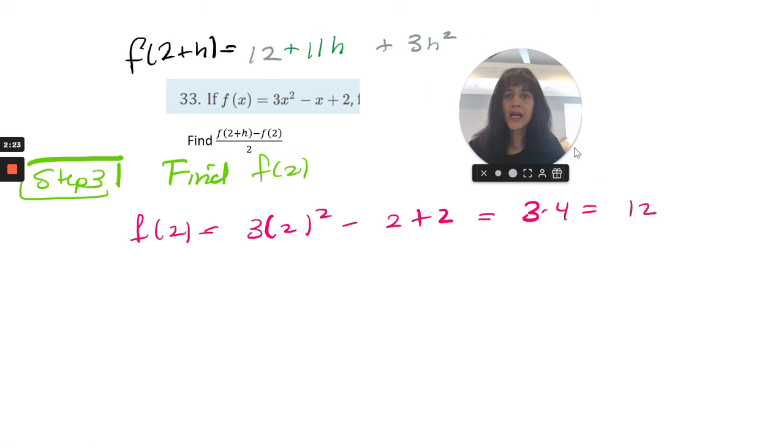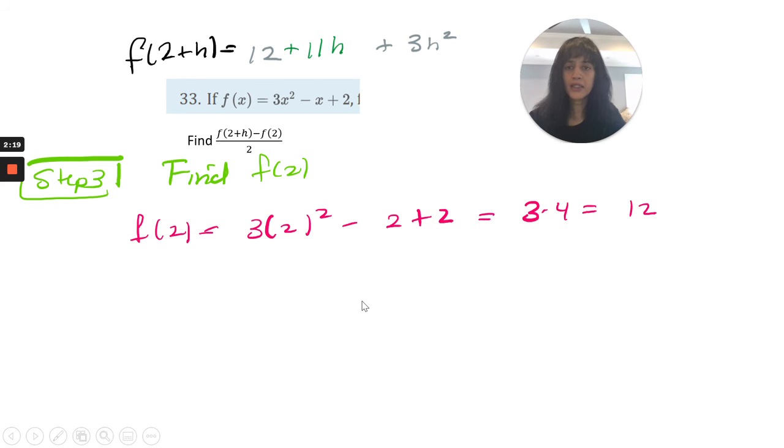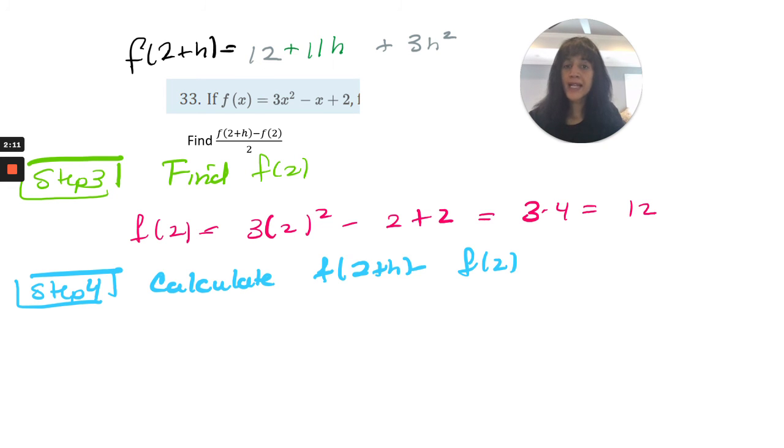Now, next step is to find f at 2. So f at 2 is plugging 2 into your f of x. So I plug 2 in here and I get 12. Next is to calculate f of 2 plus h minus f of 2. So I have f of 2 plus h up here. I know f of 2 is 12, so I just put the two together and these two pop out and I'm left with this piece, 11h plus 3h squared.